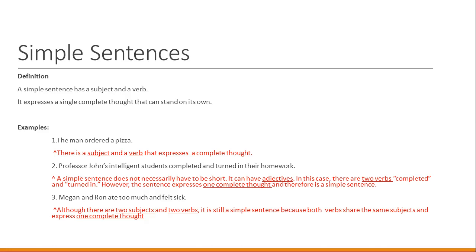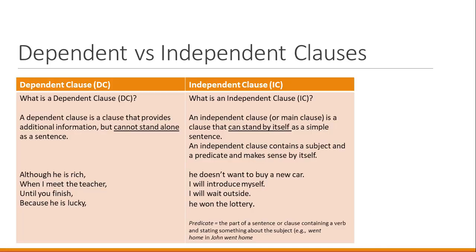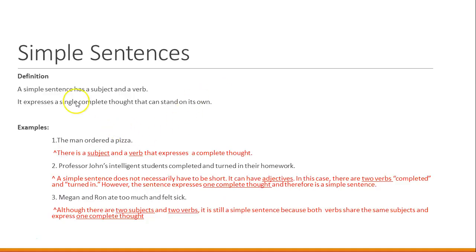So the first type of sentence is a simple sentence, and a simple sentence simply is an independent clause. It's a sentence that has a subject and has a verb. So a simple sentence has a subject and a verb. It expresses a single complete thought that can stand on its own without the need of a dependent clause. Looking at the examples that we have here, the man ordered a pizza. Here we have a subject and a verb predicate. So the sentence is complete and the meaning is complete, expressing one thought.